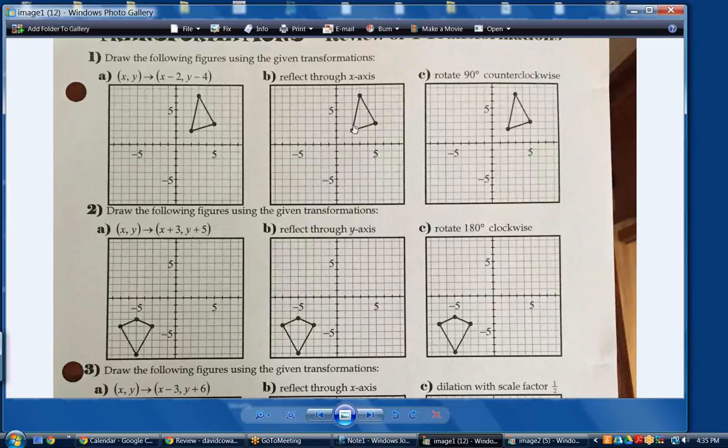In other words, whenever you reflect over the x-axis, you're just going to change the sign on the y-coordinate. That's it. If we look at this coordinate here, that's 5, 3. Reflect that point over the x-axis, and you get 5, -3. All right. So it's really straightforward.